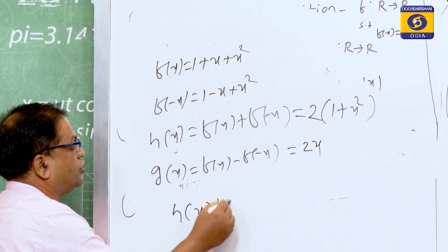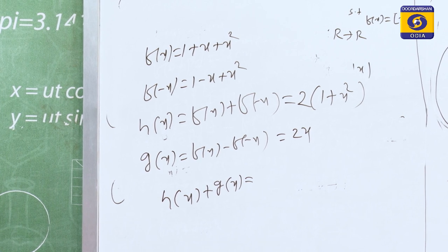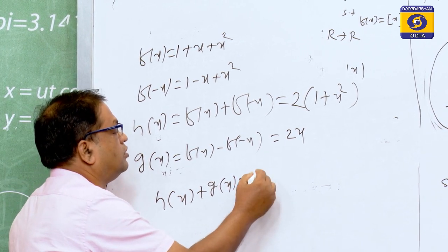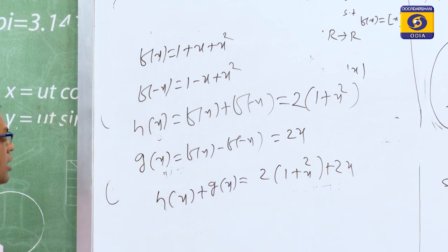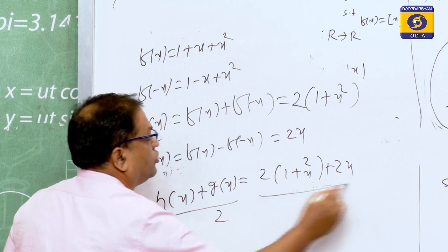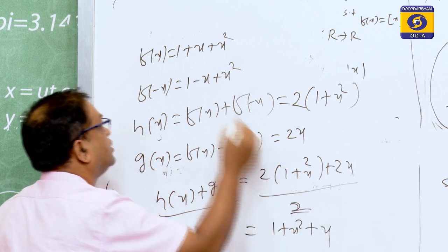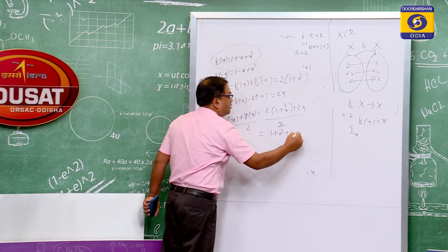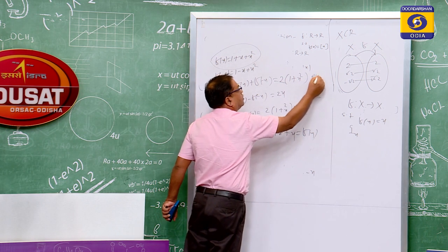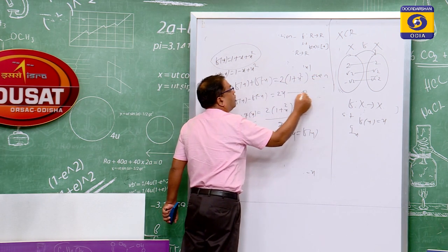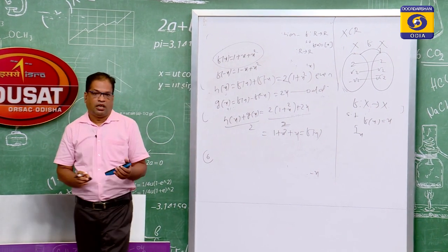Now, we add h(x) plus g(x). What is h(x)? 2 into 1 plus x square. What is g(x)? It is 2x. So, 2 into 1 plus x square plus 2x. Now, if you divide by 2, then 2 is cancelled out, it is 1 plus x plus x square, this is nothing but f(x). So, you can test it, h(x) will be an even function and g(x) will always be an odd function. So, any function f(x) can be written as sum of even function and odd function.